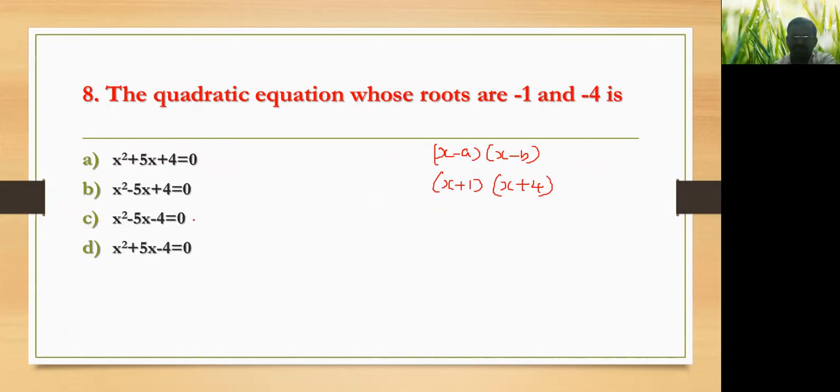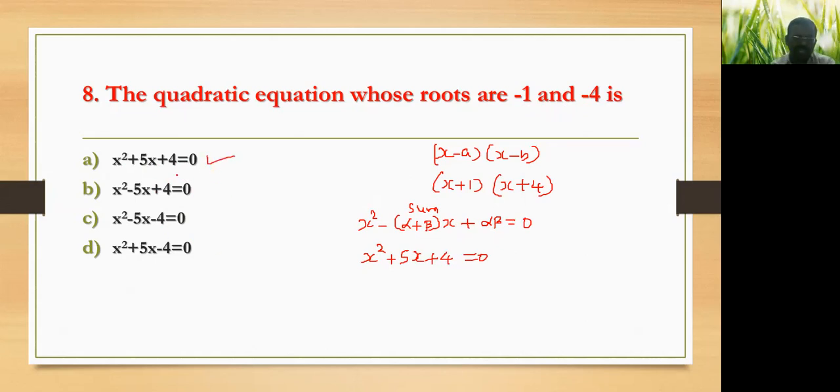Instead of that, we have one more shortcut. The shortcut is x square minus the sum of the roots into x plus the product of the roots equal to 0. So we can use this formula very easily. x square minus the sum of the roots: minus 1 minus 4 is minus 5, so minus is plus 5x. Then the product of the roots, minus into minus is plus 4. So plus 4 equal to 0. Which option? Observe, x square plus 5x plus 4. That is option A, the answer.